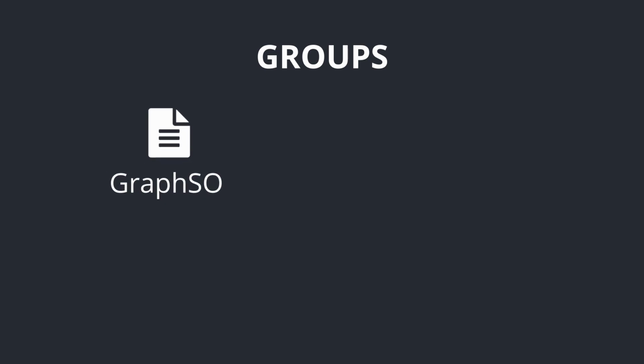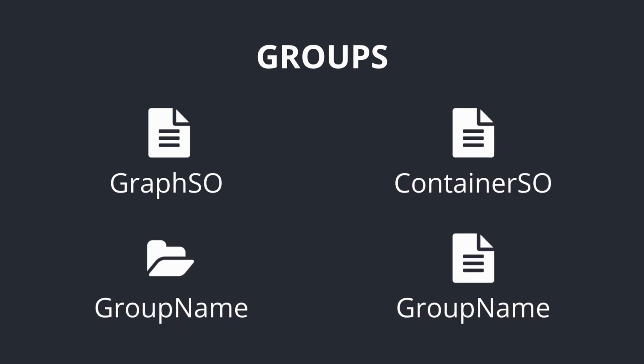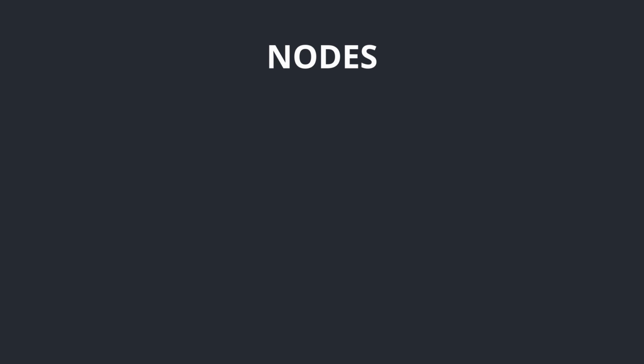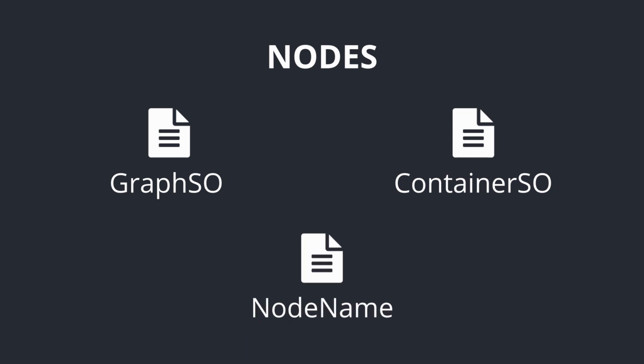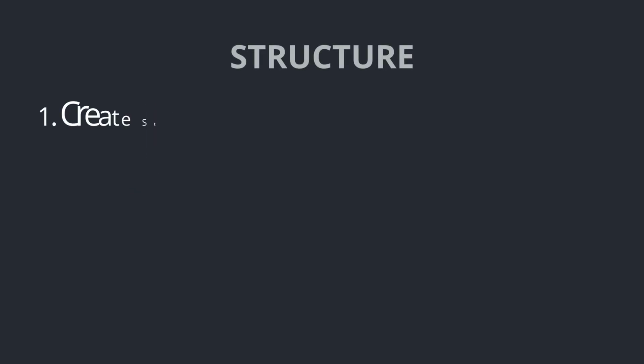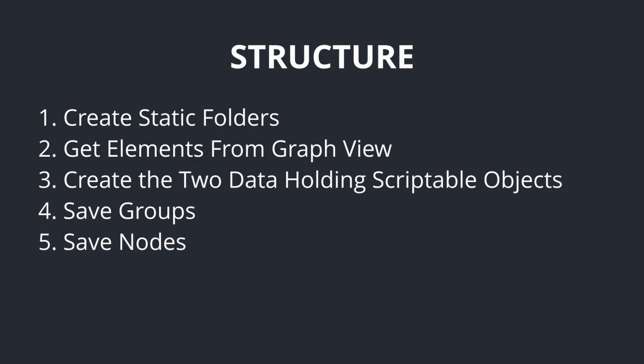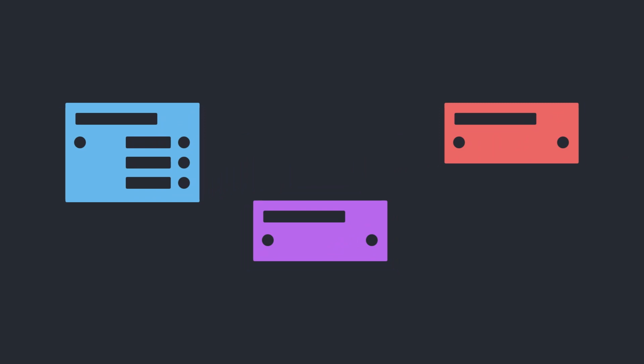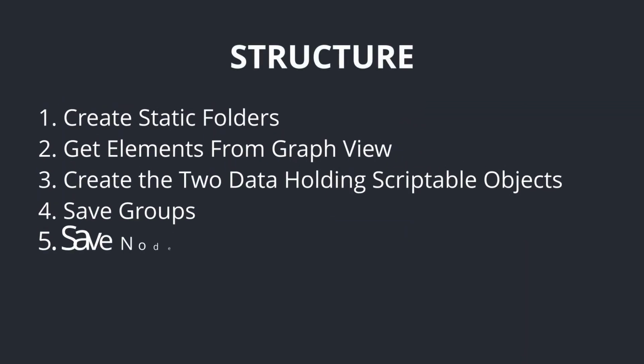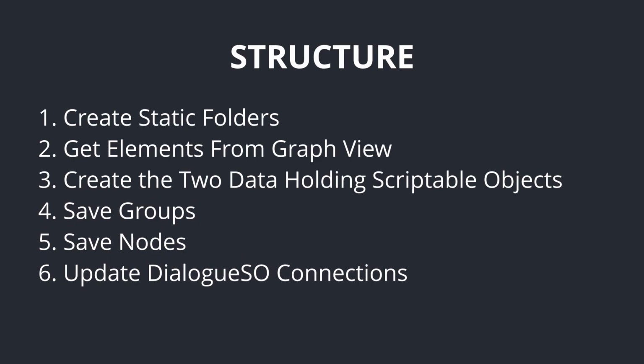They'll be saved to the GraphSO, the ContainerSO, and to their corresponding folders and files. After saving our groups, we'll have to save our nodes. They will be saved to the GraphSO, the ContainerSO, and their corresponding files. When we finish saving our nodes, we'll actually need to update them again to be able to update their connections. We'll talk about why we need to do that only after we save the nodes when we get there.